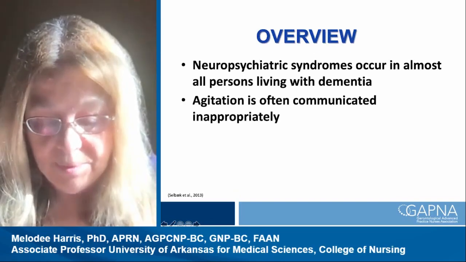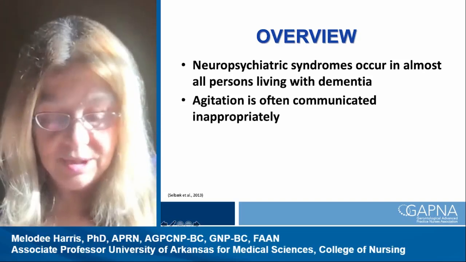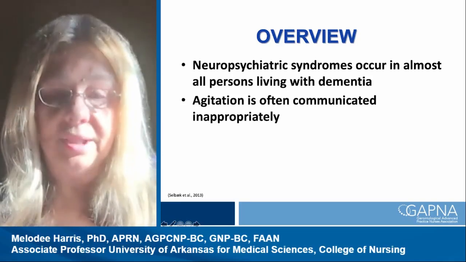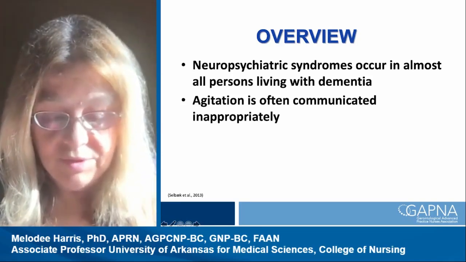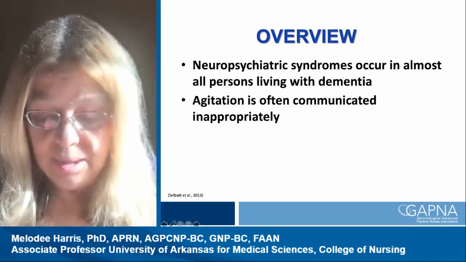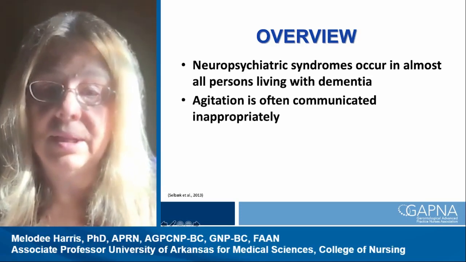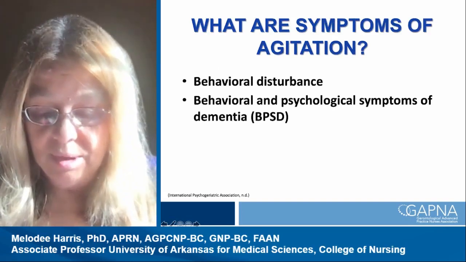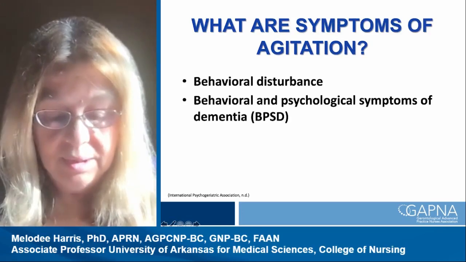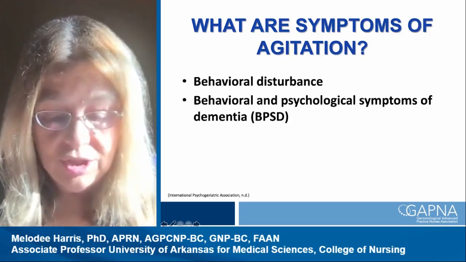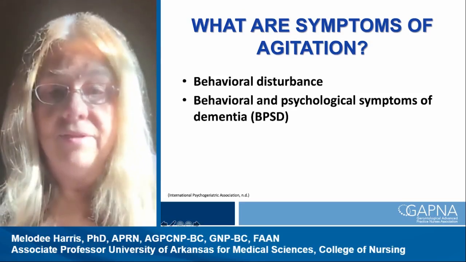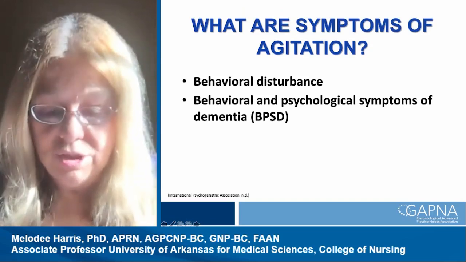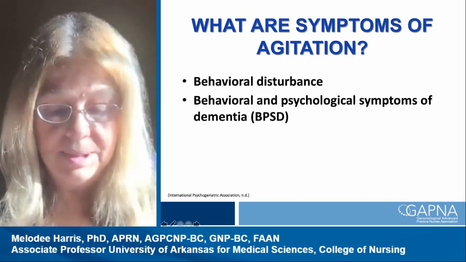Almost all persons living with dementia will experience neuropsychiatric symptoms. Persons living with dementia commonly experience agitation. Agitation is a subjective term and is often communicated inappropriately by caregivers and clinicians. The terms to describe neuropsychiatric syndromes are associated with stigma. Terminology used to describe neuropsychiatric symptoms often varies. To decrease stigma, there have been many attempts to standardize terminology for neuropsychiatric syndromes.